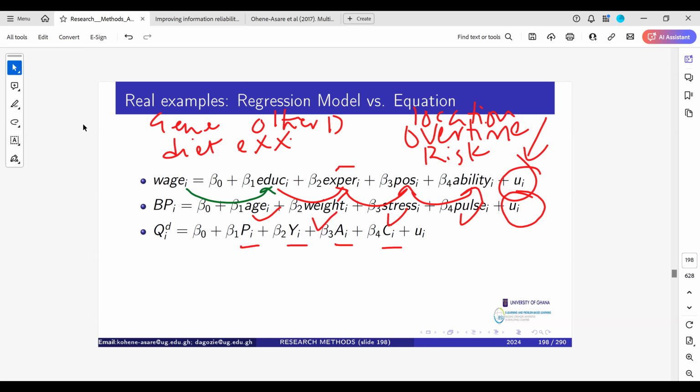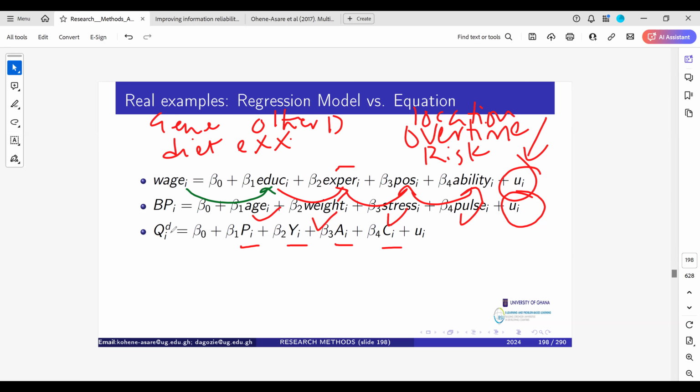The best way to understand this is that it is useful for prediction. Suppose you know the price of a commodity, the income, the advert, and the complement price. If you know all of these, you can predict what the quantity demanded will be. And that beta zero will play a major role at that point in time. That's it. Thank you, Doc.